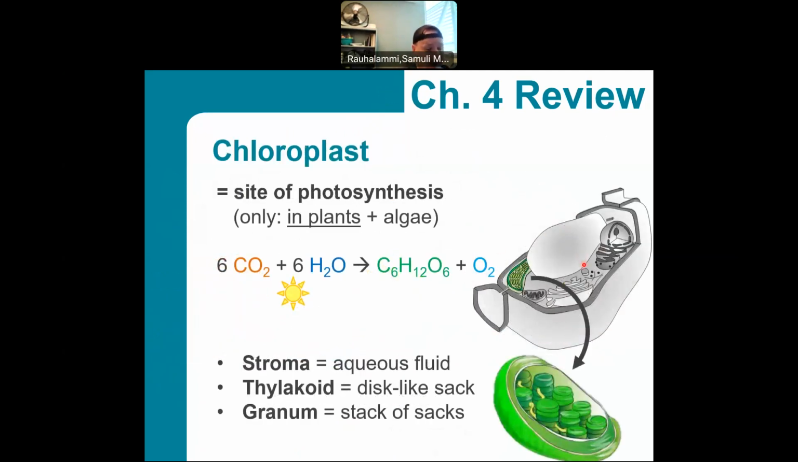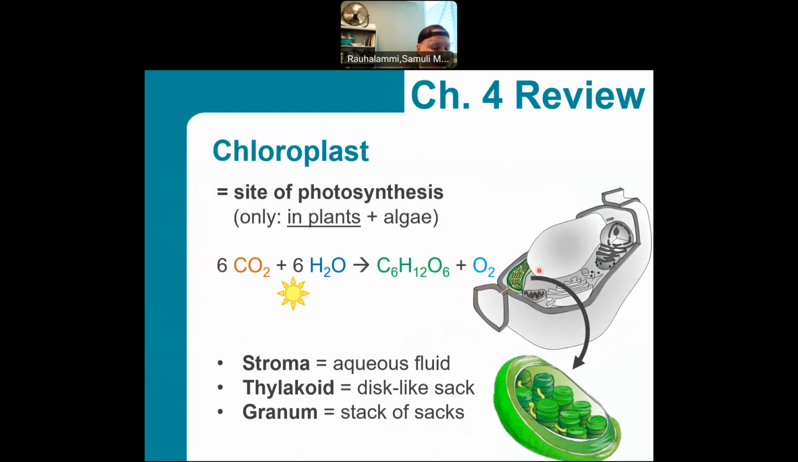Only in plant cells will we find chloroplasts. Chloroplasts are cell organelles that are responsible for the process of photosynthesis, so converting carbon dioxide, water, and solar energy into sugars, as we see here. And as a byproduct, as chloroplasts convert solar energy, carbon dioxide, and water into sugars, they, beneficially for us humans, also produce oxygen.